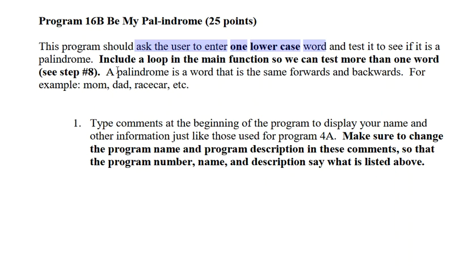And the goal of this program is to see if the word that is entered is a palindrome. What is a palindrome? Well, that's a word that is the same forwards and backwards. So mom, whether you read it from left to right or right to left, it's identical. Dad, whether you read it from left to right or right to left, it's the same. Race car, if you don't put a space between that, is the same. You read it left to right, you read it right to left, it's identical.